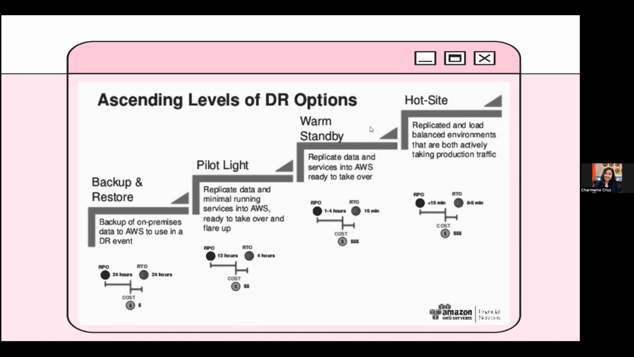Tapos dagdag pa tayo ng mas costly, which is yung warm standby. So with warm standby, replicate data and service into AWS ready to take over. So sobrang shorter na yung time niya. Nasa minutes na when it comes to RTO, and RPO 1 to 4 hours. And cost is still tumataas, syempre. And yung pinaka costly, which is hot site, is only in minutes. So you replicate and load balance environments that are both actively taking production traffic. RPO is only in minutes, less than 15 minutes. RTO is 0 to 5 minutes. So yung cost niya, higher talaga. So that's the ascending levels of their options.